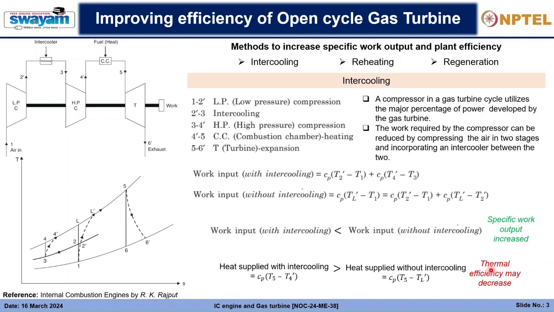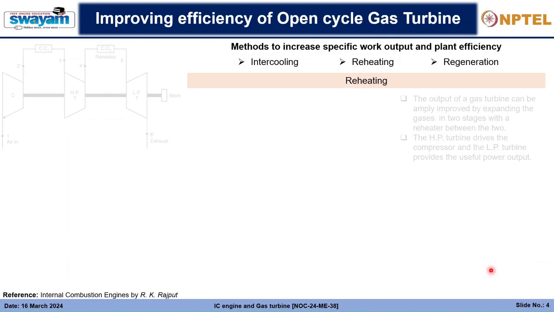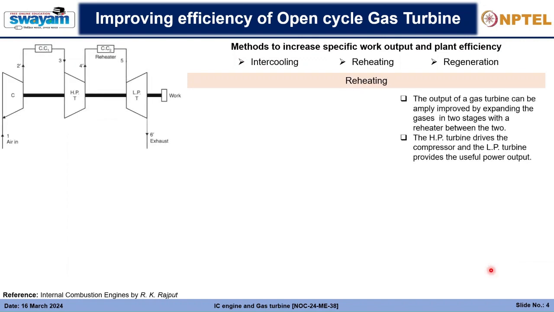Now we have the second condition, that is reheating. Let us look at it. In reheating, as the name suggests, the gas which comes out of the turbine will again get reheated and will go into another turbine. So there will be two sets of turbines, that is a high pressure turbine and a low pressure turbine.